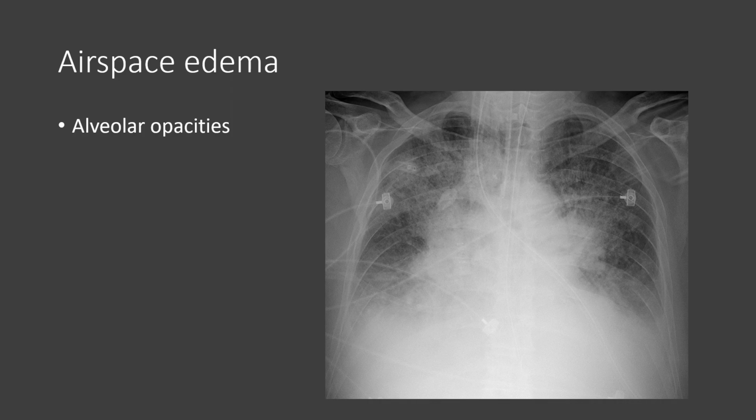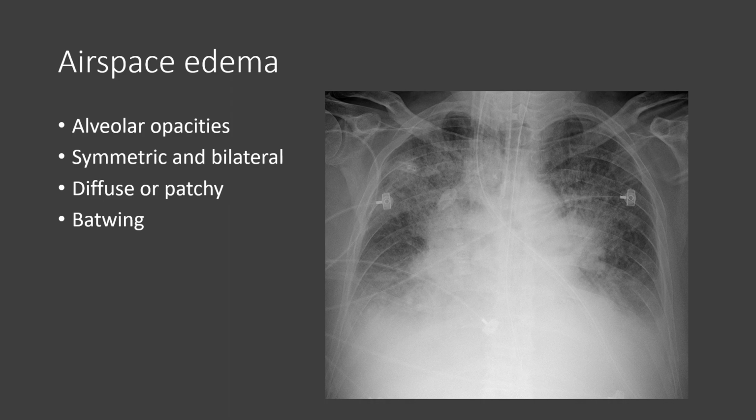All right, so let's now move on to airspace edema. So airspace edema, we're talking about alveolar opacities. We're talking about fluffy stuff within the lung parenchyma. Okay, now fluid is leaking out from the interstitium and filling up the air spaces, right? So this typically is going to be symmetric and bilateral. Sometimes, though, it can be diffuse or patchy. And it can have a batwing distribution, and a batwing distribution is typically perihilar. Okay, so perihilar in distribution, like we see here.